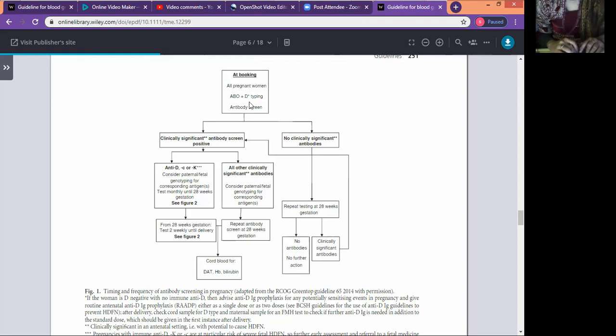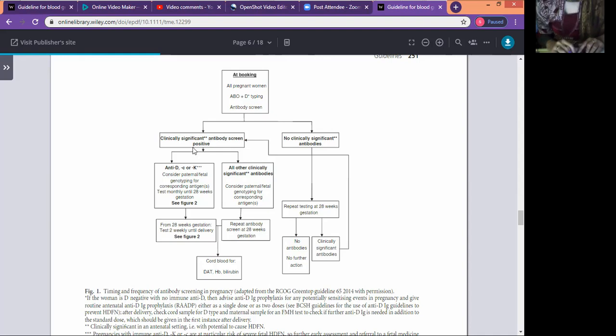Antibody ABO and D-typing and antibody screen need to be done in all pregnant females. Now, if the screen comes out positive and shows clinically significant antibodies, then we proceed along these lines. If there are no clinically significant antibodies, then we just need to do a repeat test at 28 weeks, and if that is negative, then no further testing. Whereas for those whose antibody screen was negative in the beginning but is clinically significant at 28 weeks, we again move on to this algorithm of clinically significant antibodies at booking.